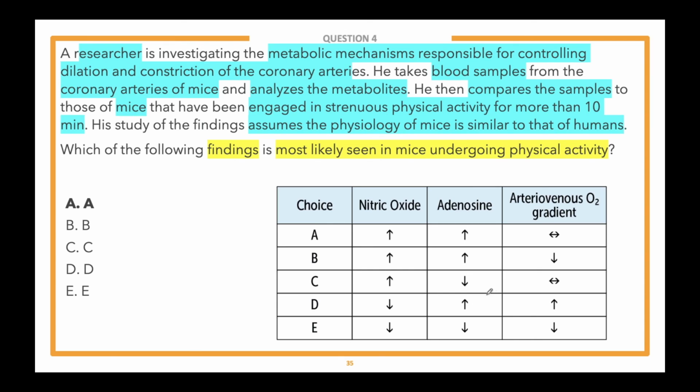The other answer choices are incorrect for various reasons. Nitric oxide would be increased as we discussed. Adenosine would also be increased. Both are vasodilatory metabolites. And as we mentioned, the oxygen gradient from the arterial side to the venous side would be relatively unchanged, regardless of whether they're in physical activity or rest, as we mentioned a couple times previously. So hopefully that explains that.